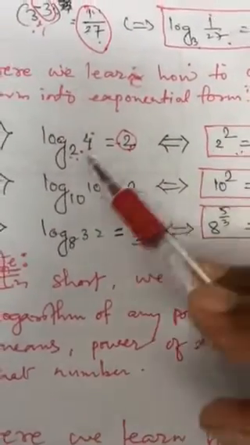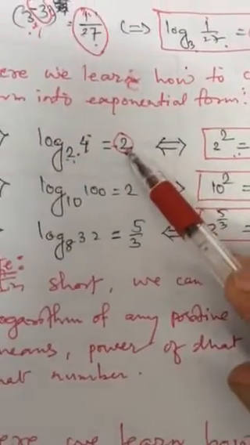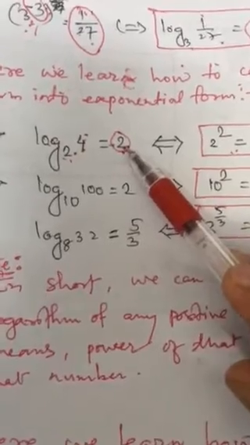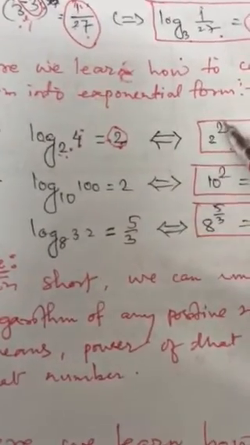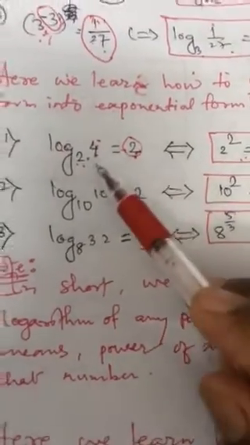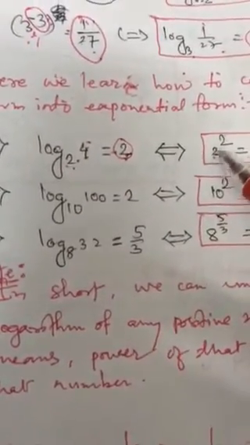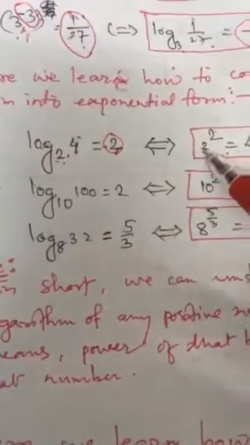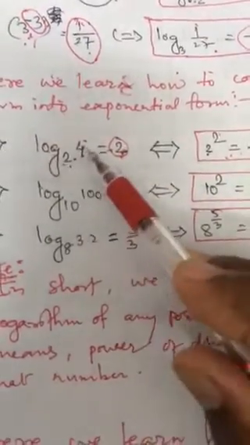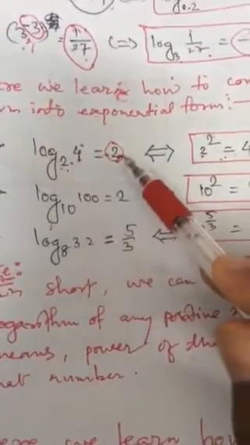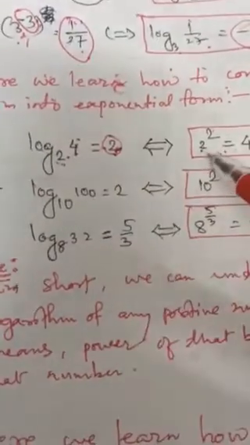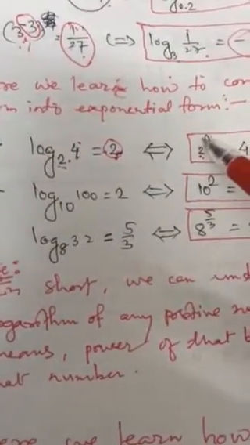So the base is 2. Log means the exponent. I have already told you this is the log, so base to the power the log equals 4. You see here, log of 4 is how much? 2 to this base. So to this base, log of 4 is 2.